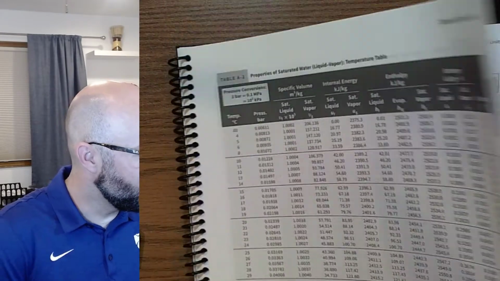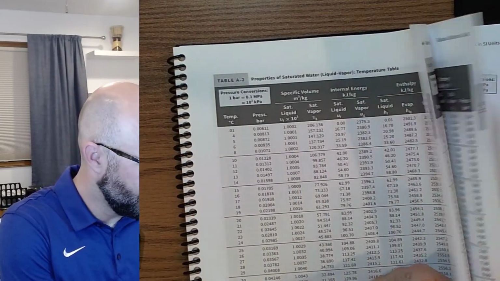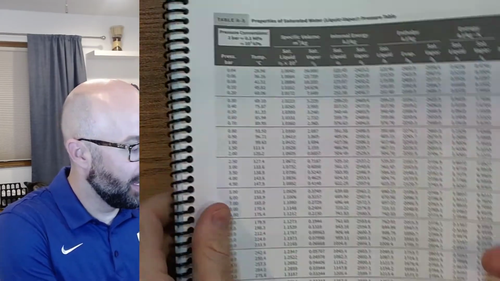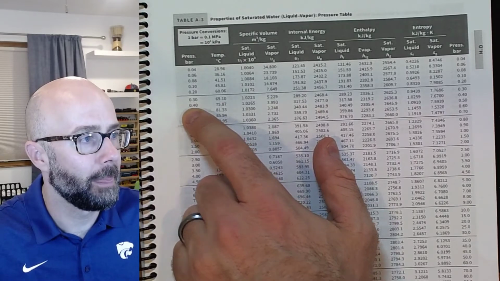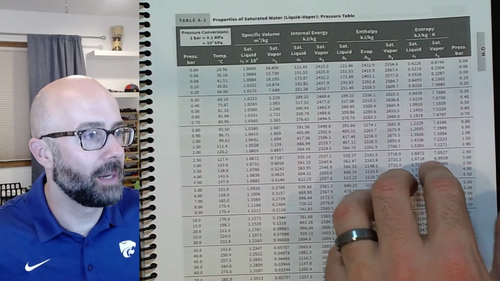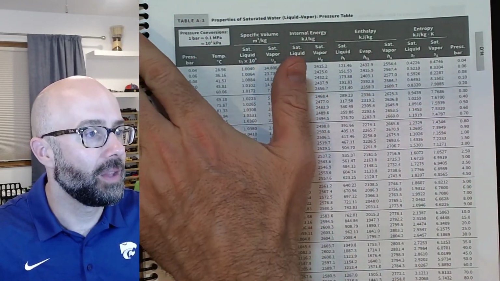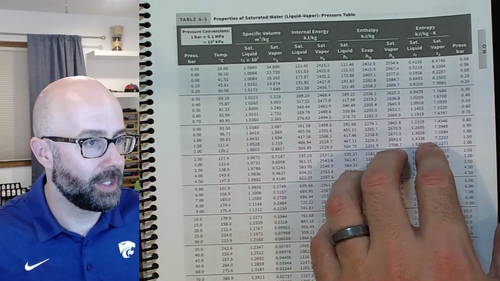Now, if we go to table A3, it's the same table. Table A3 is the same table. It's the properties of saturated liquid water, but it's called the pressure table. It gives us the saturated liquid, it gives us the saturated vapor, but now instead of giving us nice, even temperatures, it gives us nice, even pressures. That will be helpful to us as we're going through. So that's the first table we're going to deal with: saturated tables, either at nice temperatures or at nice pressures.